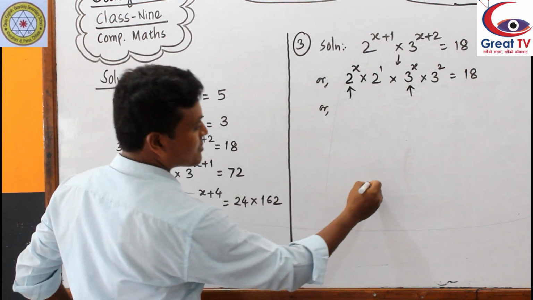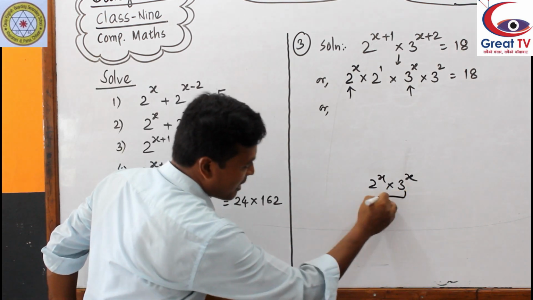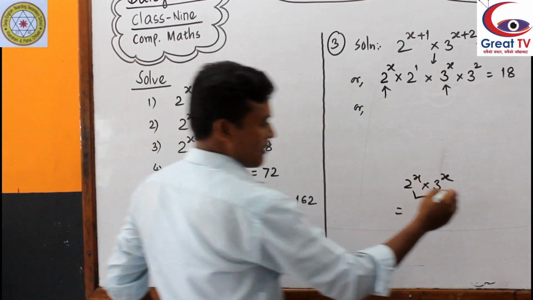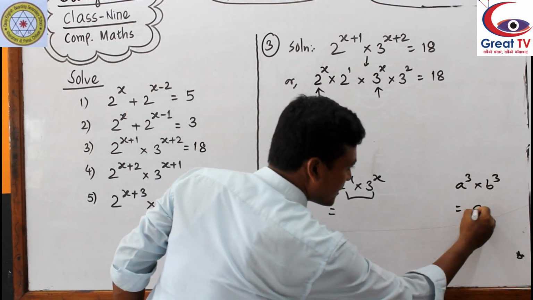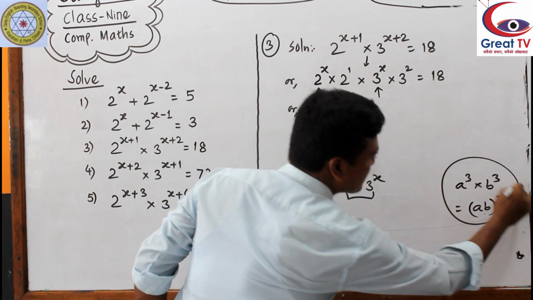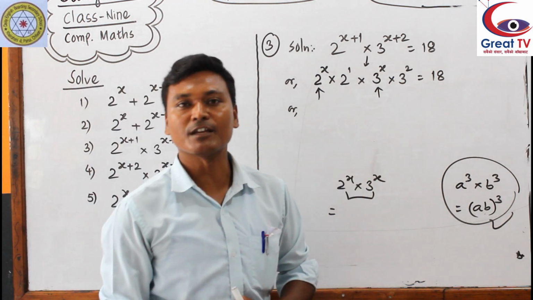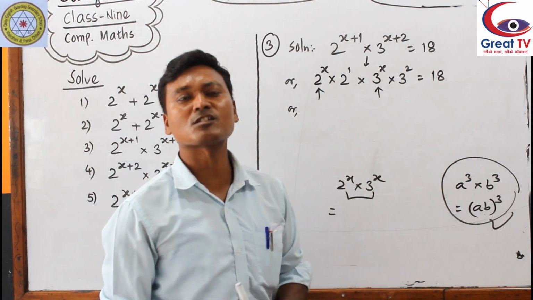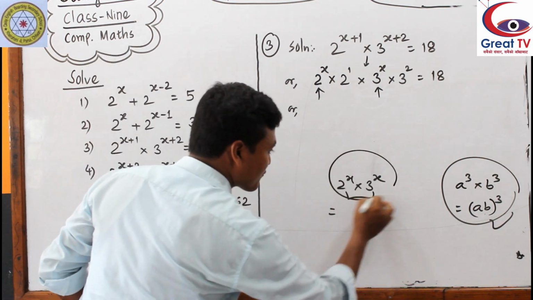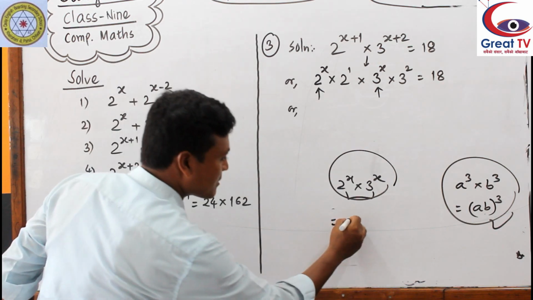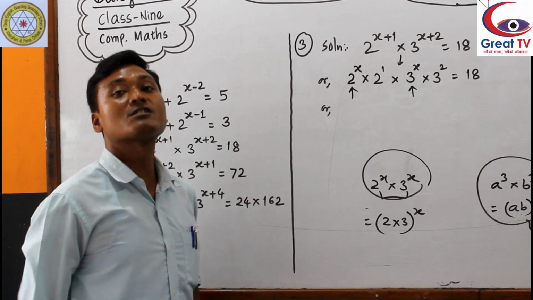Then I want to remind you something. 2 to the power x times 3 to the power x: 2 and 3 have equal powers. That is, a cubed times b cubed can be written as ab whole cubed. This is also one law of indices. This concept we read already in our previous classes. So here, as 2 and 3 have equal powers, it can be written as 2 times 3 whole power x.